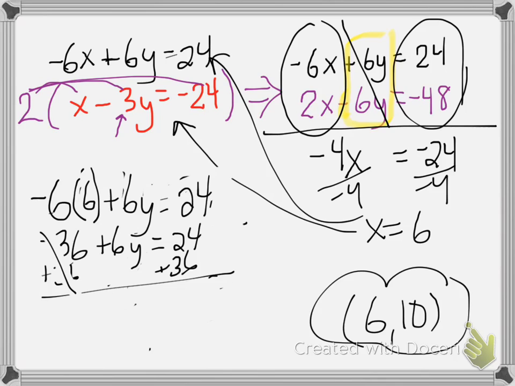And I get 6y equals 60. Divide by 6, and I still get y equals 10. So it doesn't matter. Sometimes you have to multiply both equations, and those get a lot harder. Let me show you one of those.